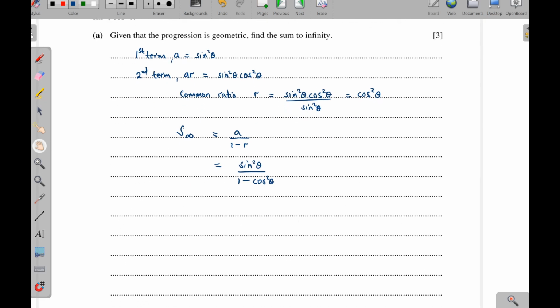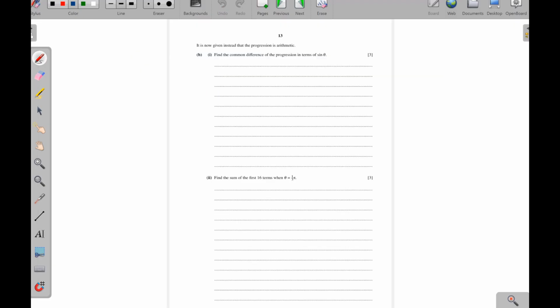Now, even if you leave your answer here, they can give you the marks, but let us simplify it. This is sine squared theta, then over 1 minus cos squared theta, which is sine squared theta. So sine squared theta over sine squared theta automatically will give you what? A 1. So the answer is 1 here. As simple as that.